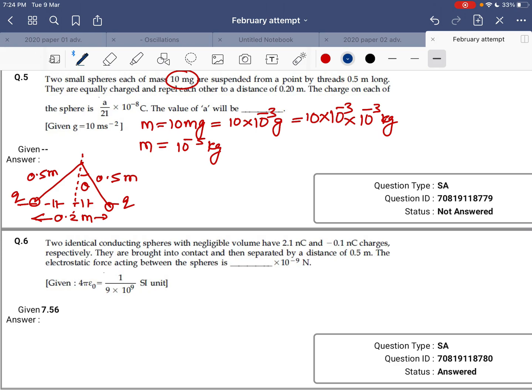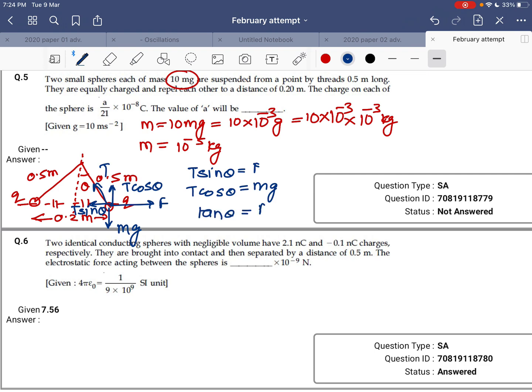Now if I draw the LBD of this, the weight mg is acting in the downward direction, tension T is acting along the string, and the repulsive force on the charge is acting here. If you resolve T into two parts, it would be T cos theta and T sin theta. So T sin theta is equal to F and T cos theta is equal to mg. If I divide these equations, T will get cancelled and tan theta would be equal to F upon mg. Now I can substitute the values.